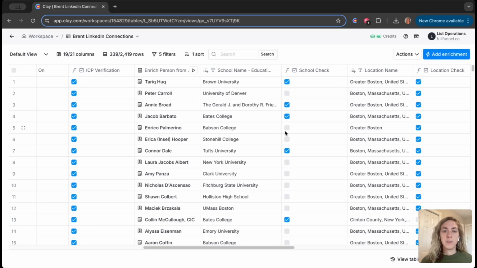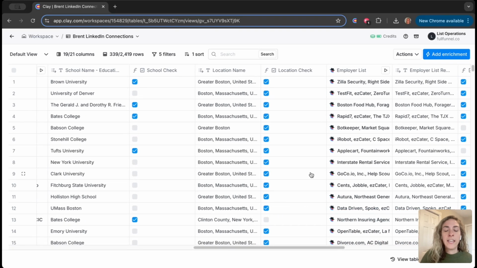So in this example specifically, you can see here we're enriching them from their LinkedIn profiles. The first thing we're pulling out is where they went to school. And then we're checking that against either schools that we went to or schools that we have certain ties to. Same thing for location. So we're going to pull out where they're located and then check against where we're located to see any local prospects.